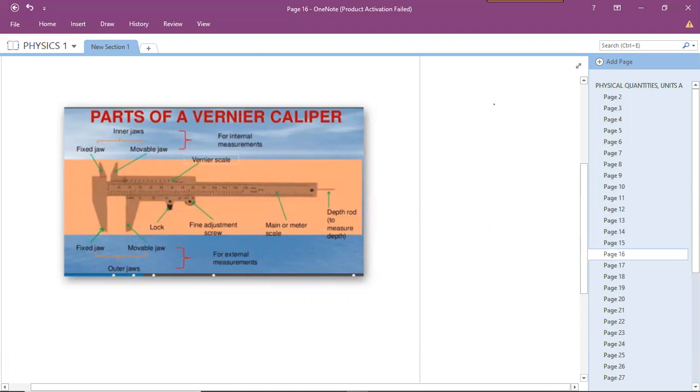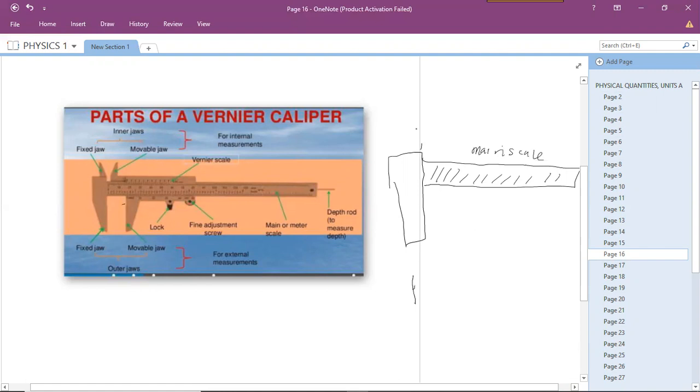A Vernier caliper has got two types of jaws, because what you have to do here is you can lock an object. So a Vernier caliper practically has this big ruler here that you can't move. So this big ruler here is known as the main scale. Then you have got this other small ruler here.